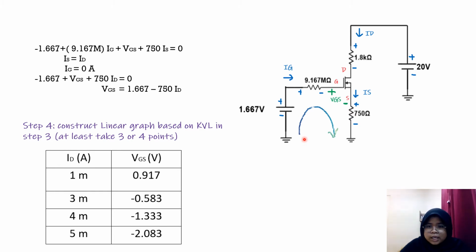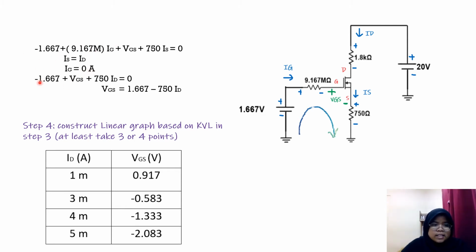So we have to do a KVL method to find the value of VGS. It will start with the negative 1.667 volt plus 9.167 mega Ig plus VGS plus 750 IS. So we know that IS equal to ID and Ig equal to 0 ampere. So just substitute IS with the ID and Ig with the 0. So when the Ig equal to 0, this will terminate this one.